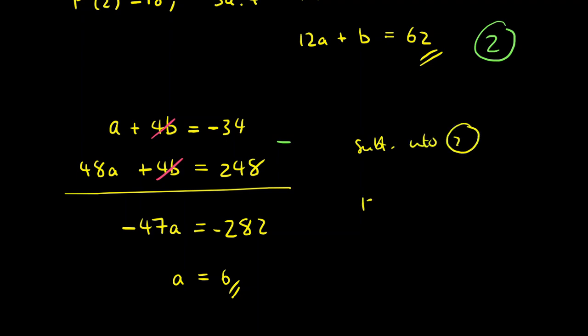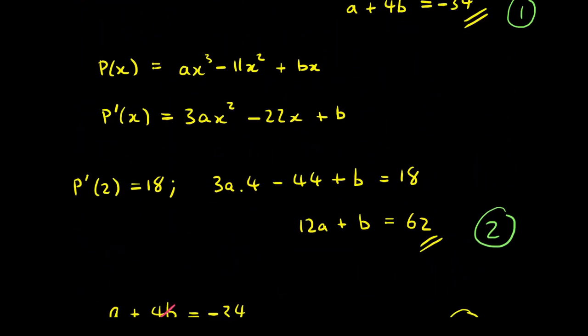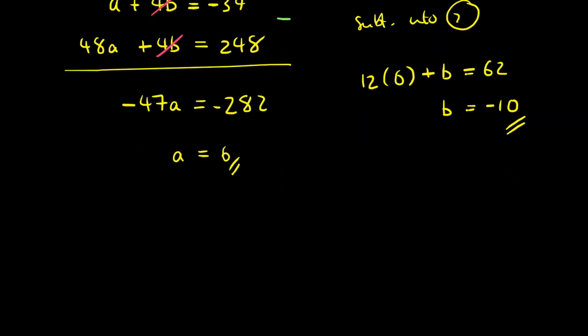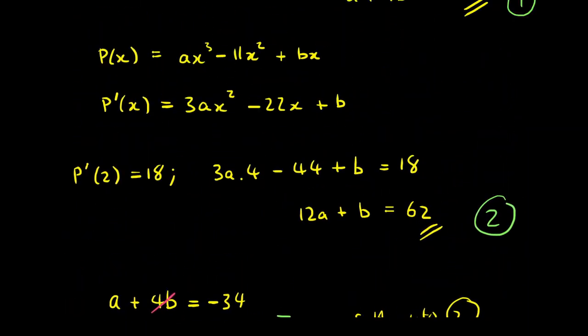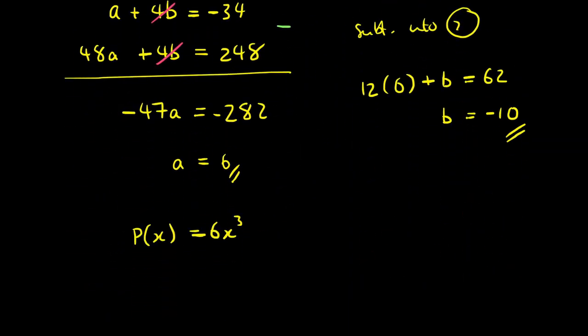And what we would get is 12 times 6 plus b is equal to 62. 12 times 6 is 72. So b is going to be 62 minus 72, which is negative 10. And so therefore, our polynomial will be ax cubed, so that's 6x cubed, minus 11x squared, minus 10x. Okay, and that's our answer for part A.